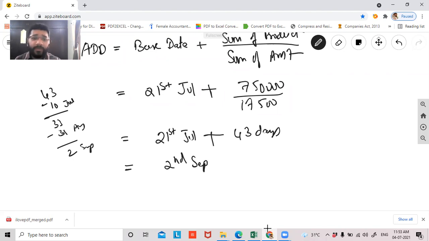Guys, you have to be very careful with the due dates while calculating, or else it's going to be very difficult. Such an easy question. If you make a small mistake in your calculation, you're losing an entire 5 marks. This 5 marks you can just take, guys.